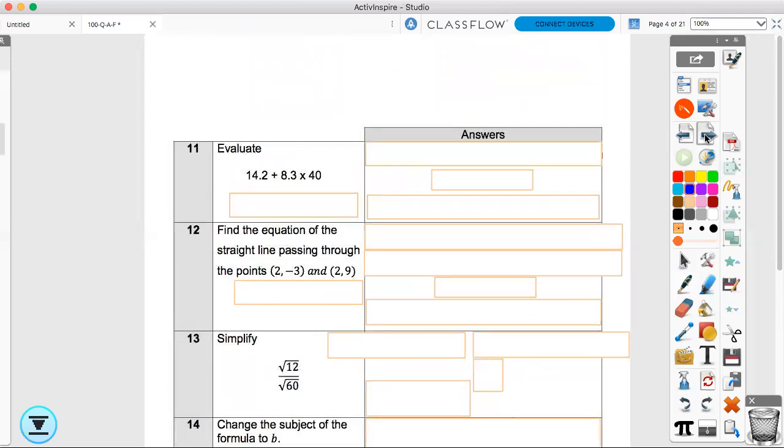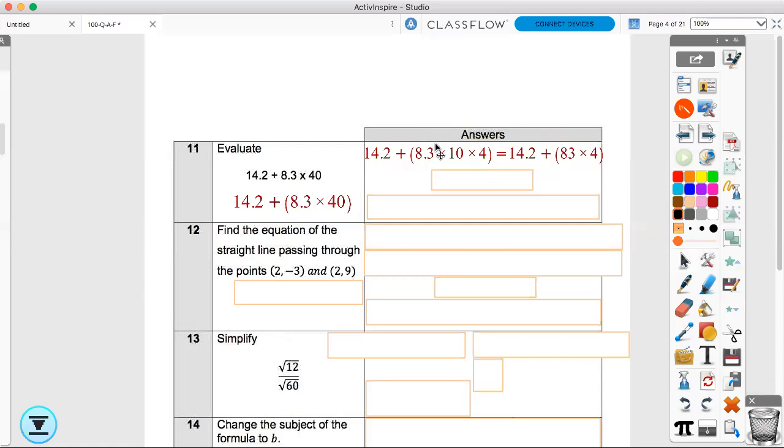Evaluate. So this is a BODMAS type question. The first thing I do whenever I get a BODMAS question is put the brackets in, for my own sanity, so I know what I'm going to do first. BODMAS tells me that multiply or divide are done before any add or subtract. So that's why I put my brackets. That forces me to do this first. This would be a non-calculator question.